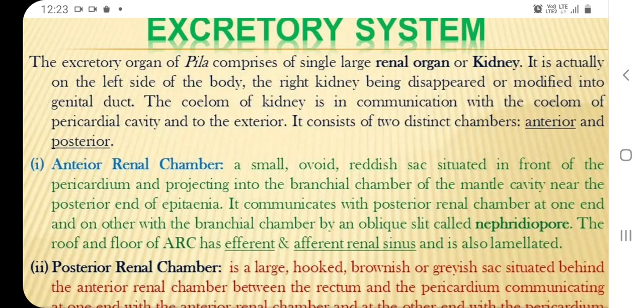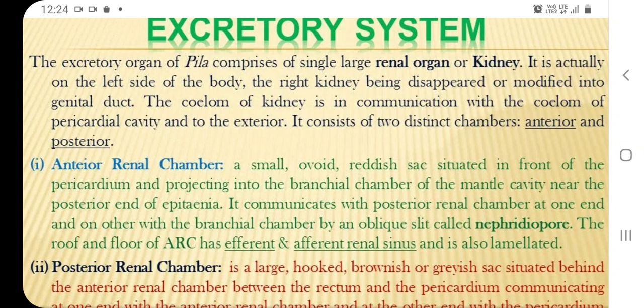Excretory system of Pila comprises a single renal organ or kidney. It is on the left side of the body, the right kidney having disappeared or been modified into the genital duct.